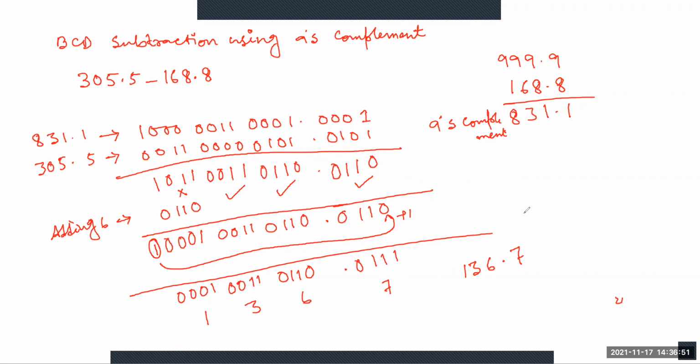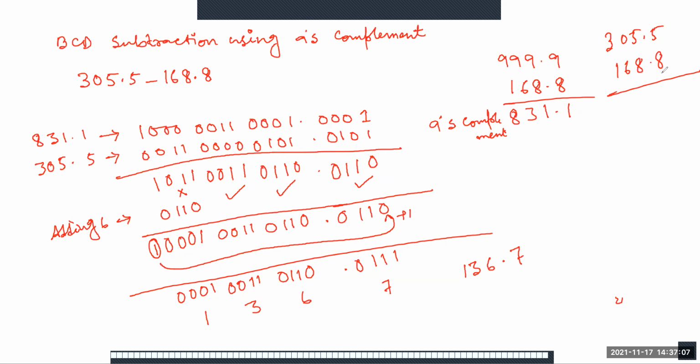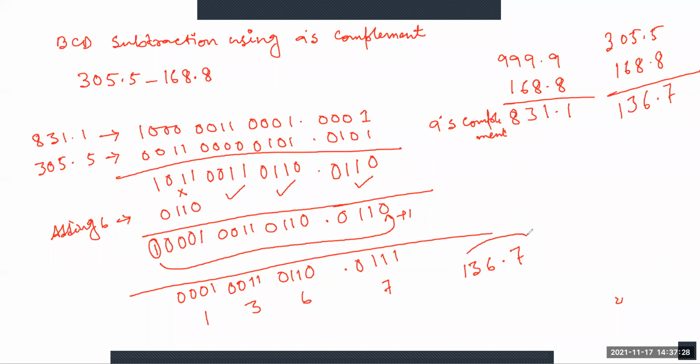136.7. So if we subtract here directly, 305.5 minus 168.8. So here 15 minus 8, this is 7. Here 15 minus 9, so this is 6. This is 10 minus 7, so this is 3. And from this we are getting 2. So our BCD subtraction using 9's complement is perfectly okay.